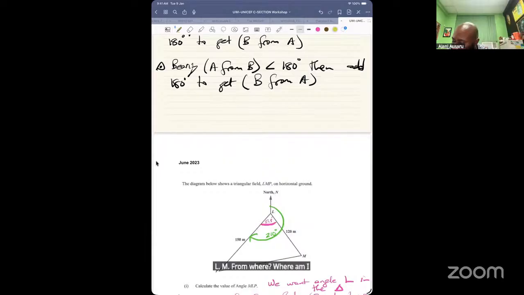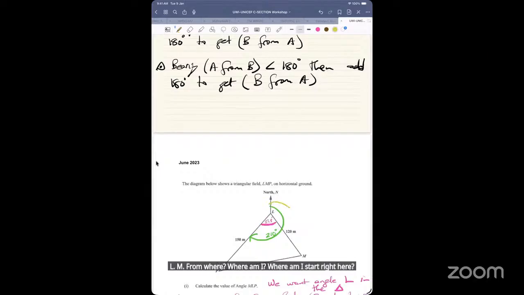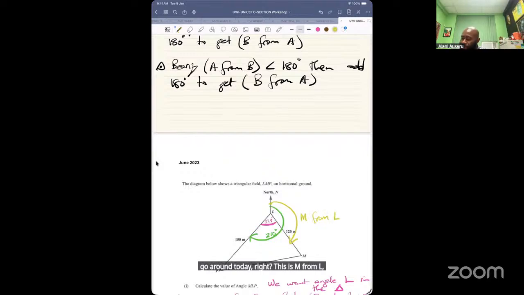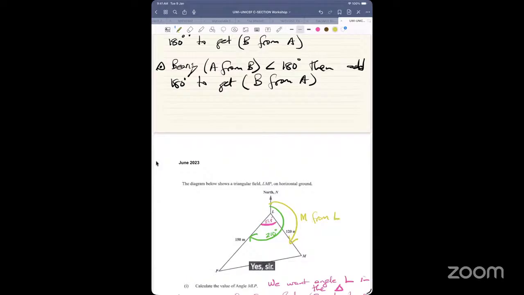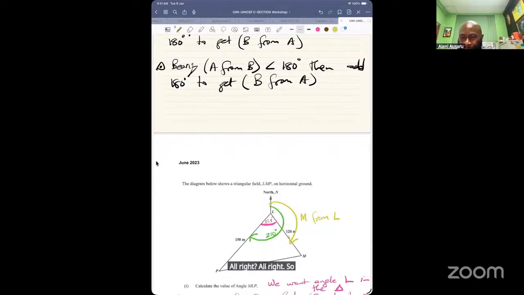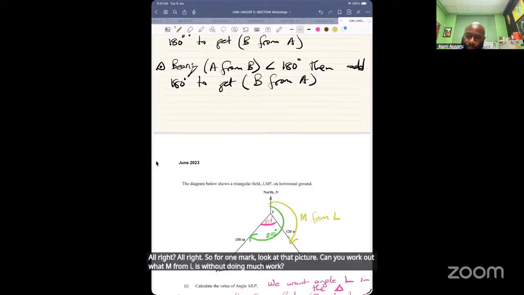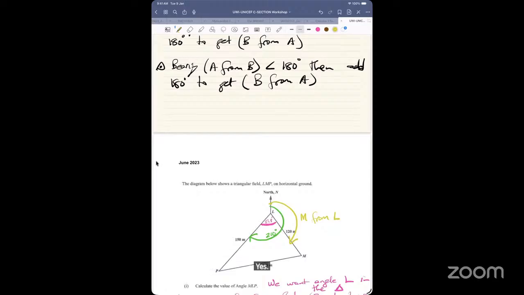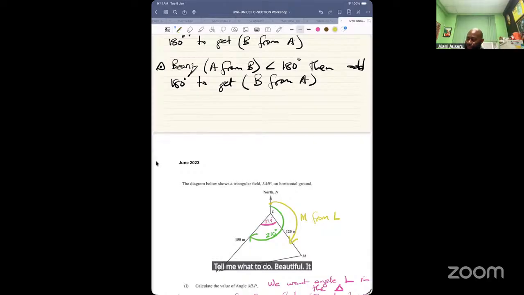Where do I start? Right here, L. Start with L. Go around to there, right? This is M from L, correct? Yes, sir. All right. So for 1 mark, look at that picture. Can you work out what M from L is without doing much work? Tell me what it is. 210 minus 82.8. Beautiful. It is very obvious.